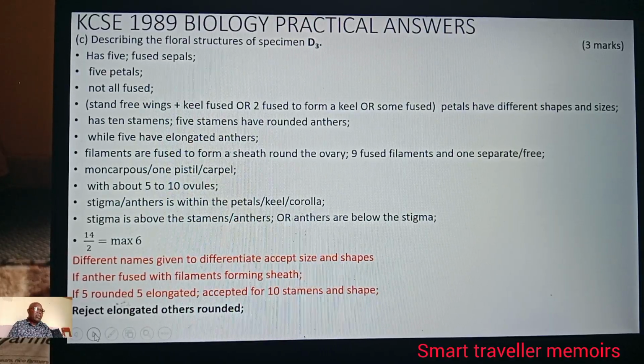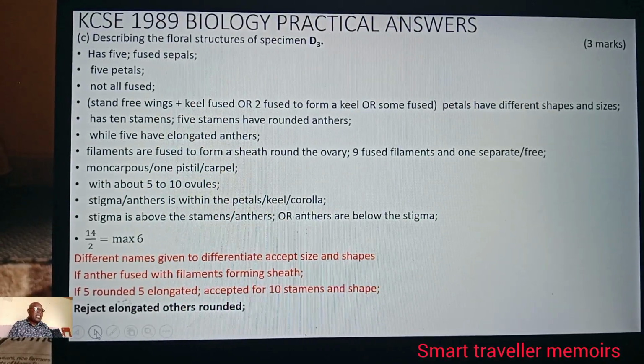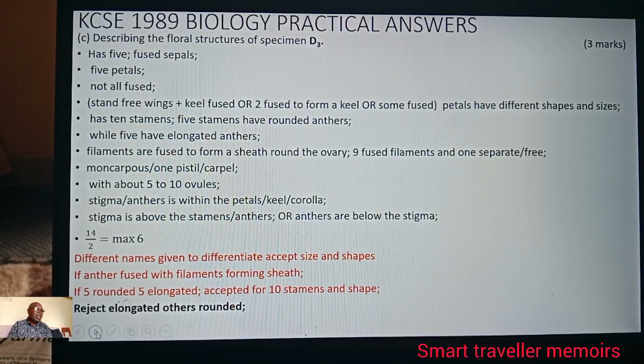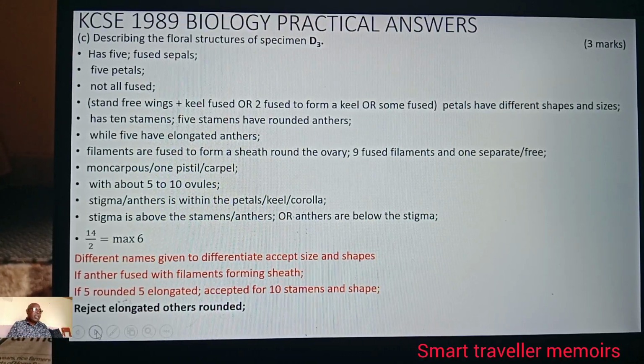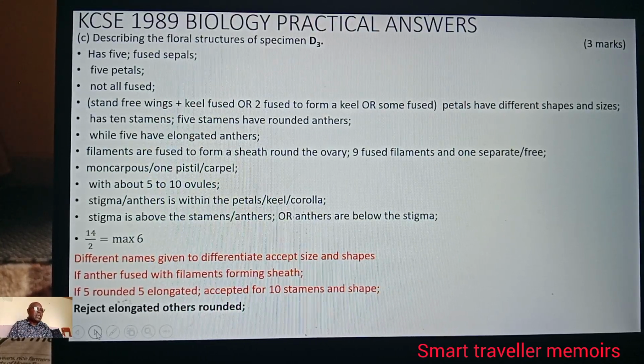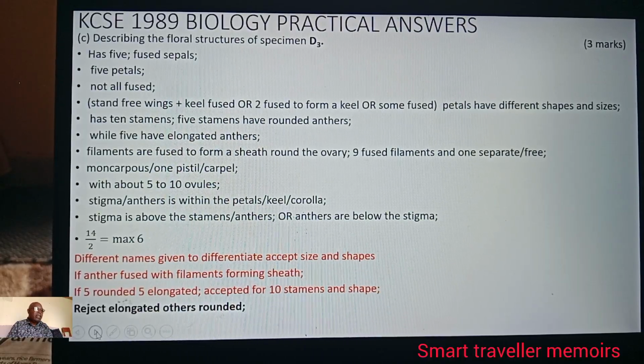Stigma or anthers is within the petals or keel or corolla, a tick. Stigma is above the stamens, or anthers are below the stigma, a tick. You get 14 descriptions divided by 2, you get a maximum of 6.